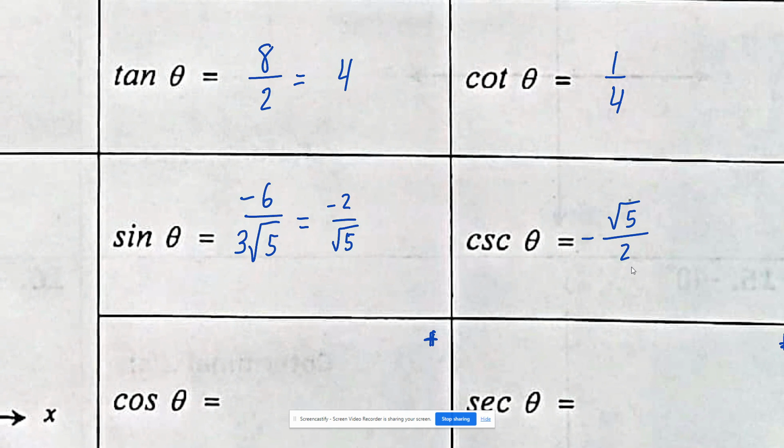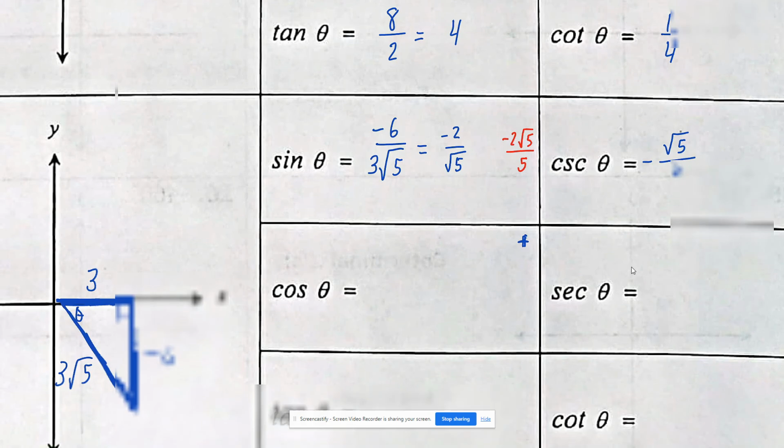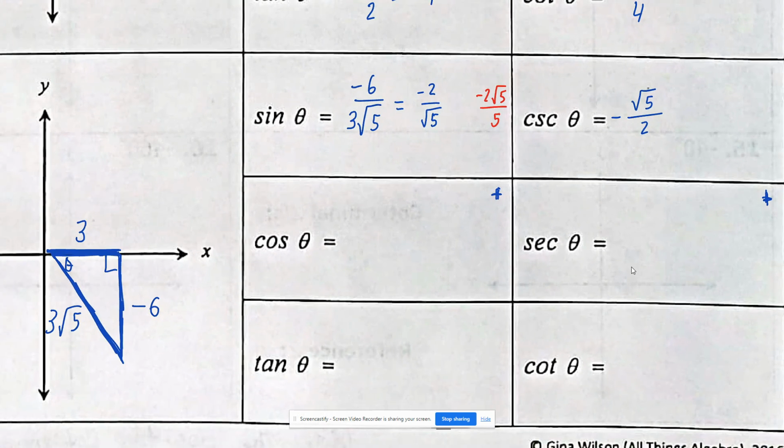Now, the only other thing I could have done is on sine, I could have rationalized the denominator, and it would have been negative 2 square root of 5 over 5. Words are hard today for me. Struggling a little bit. So there's your sine and cosecant. Notice they're both negative. I already told you that. Only ones that are going to be positive are cosine and secant.